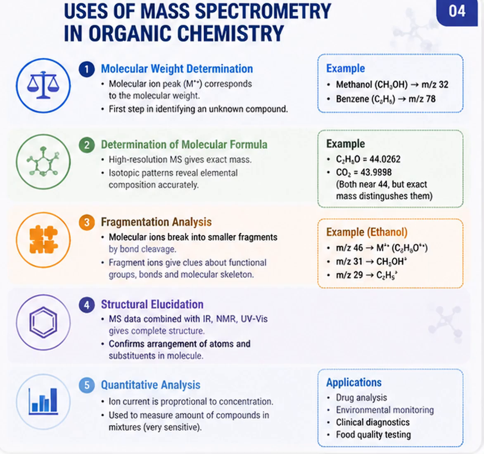Mass spectrometry is also used for structural elucidation. When combined with IR, NMR, and UV-visible spectroscopy, it helps determine the complete molecular structure. Finally, it is useful for quantitative analysis, as ion intensity is proportional to concentration, allowing accurate measurement of compounds. Because of these advantages, mass spectrometry is widely used in drug analysis, environmental monitoring, clinical diagnostics, and food quality testing.